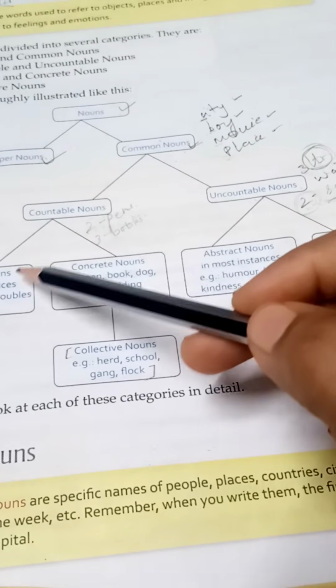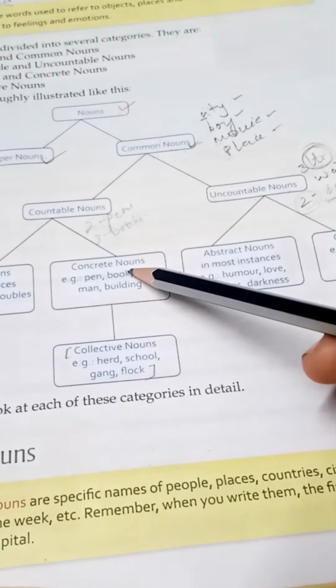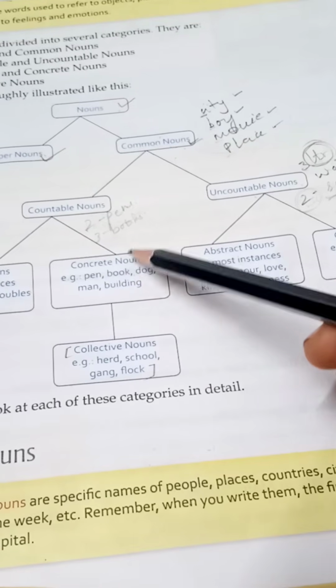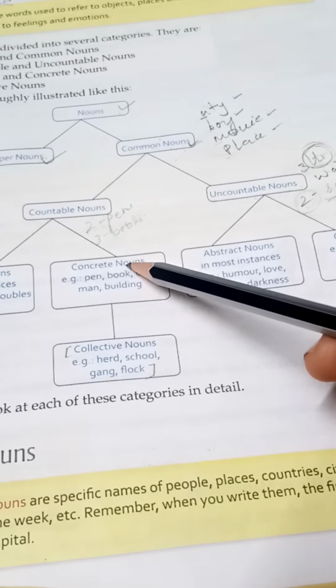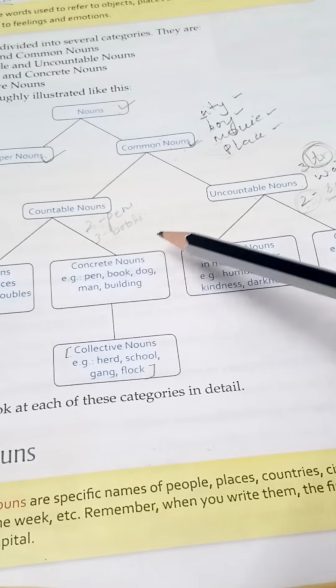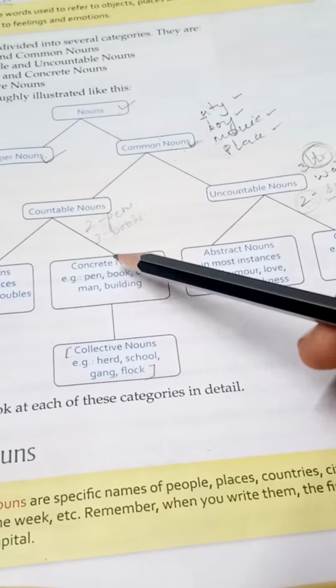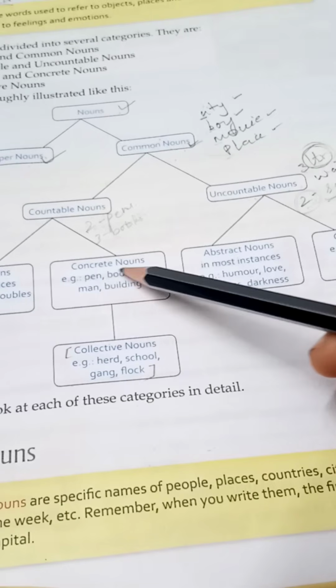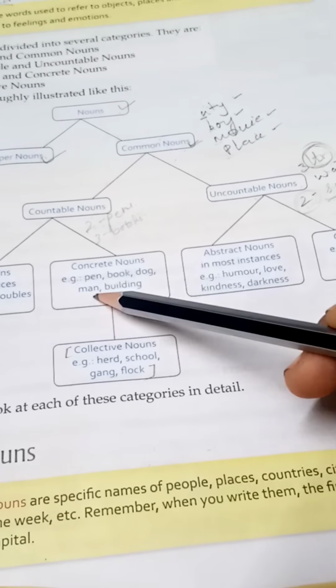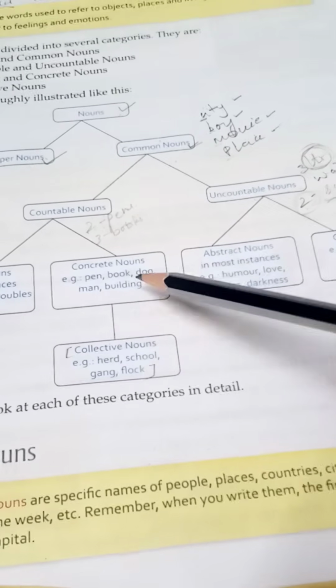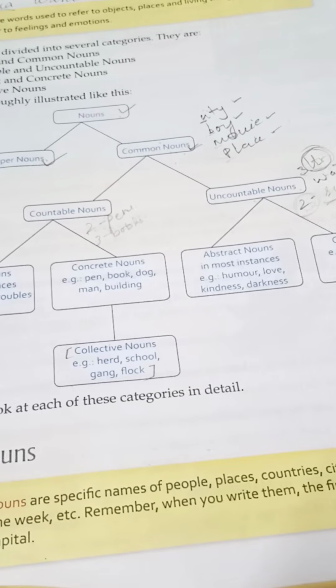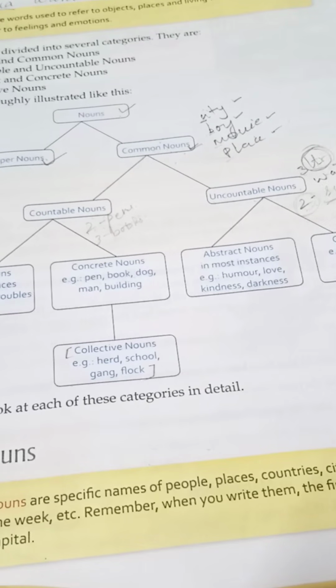Countable nouns are further divided into abstract nouns and concrete nouns. So concrete nouns are those which are experienced through 5 senses like sight, smell, hear, taste or touch. For example, pen, book, dog, man, building. The same thing goes here: milk, gold, air, mud and sand.